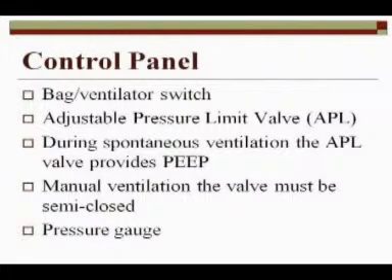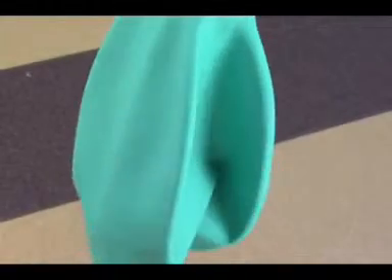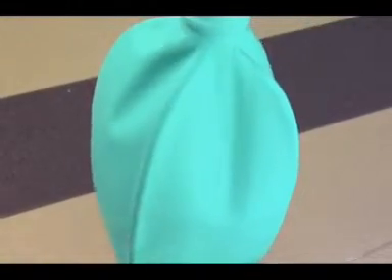In manual ventilation, the valve must be semi-closed for enough pressure to generate to inflate the lungs. It is very important to keep a close vigilance on the bag, especially during manual, spontaneous breathing. By looking at the bag, the provider can tell if the patient is breathing. The bag can collapse or overextend.